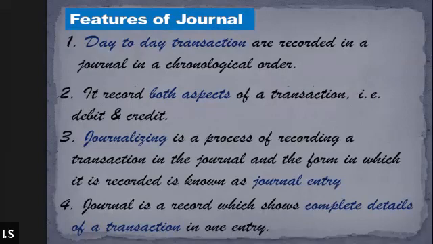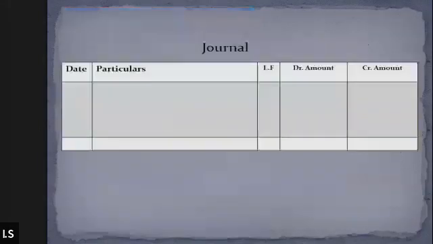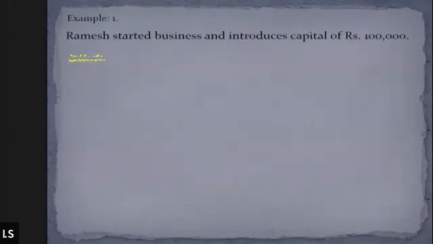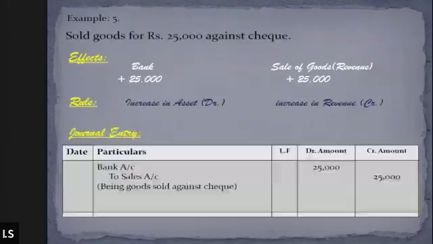There are a few features of the journal, just like that it records the day-to-day transactions. It covers both aspects. The process of recording the transaction is called journalizing, and the way we record it is called a journal entry, right? It provides the complete details of a transaction, everything. And then we did a few questions based on the journal.